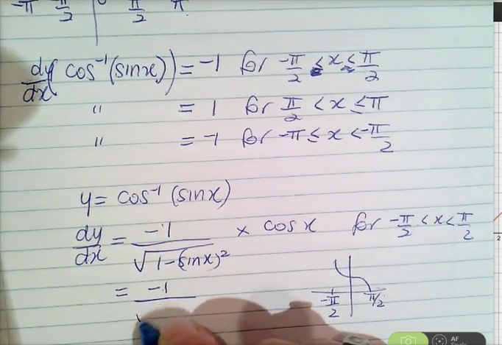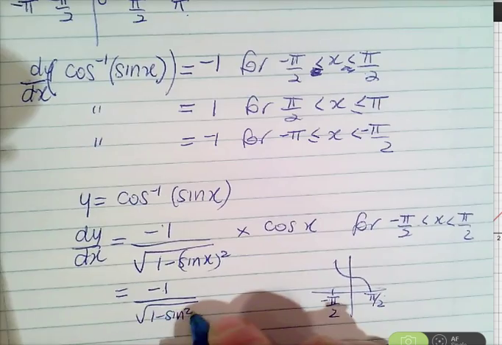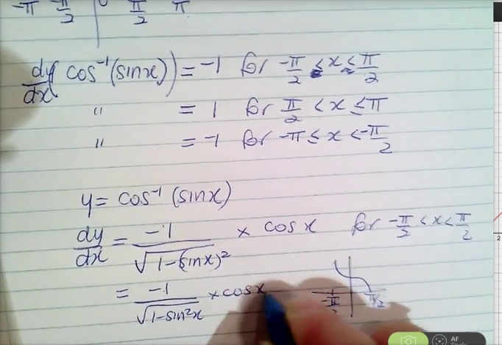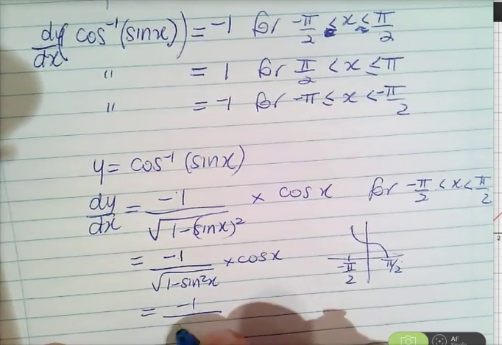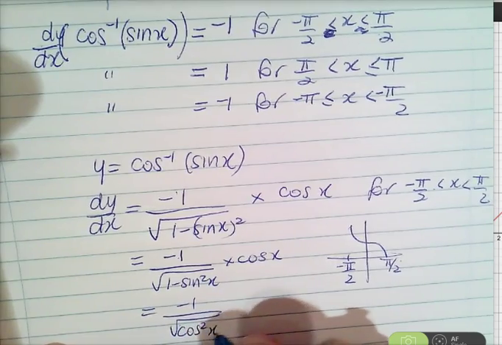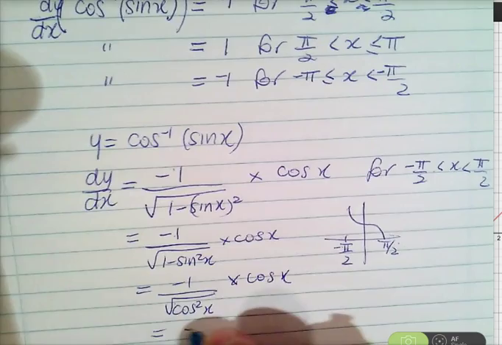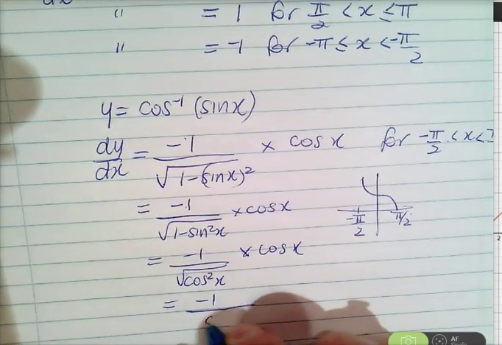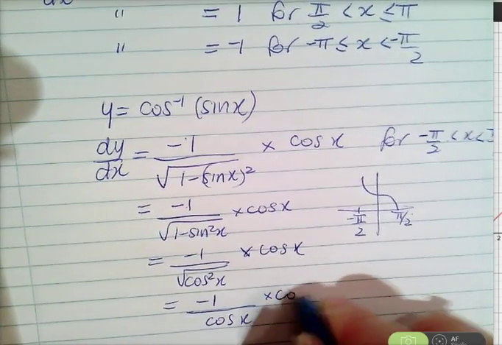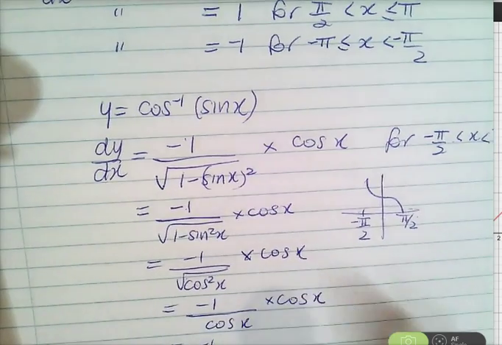It's -1 over the square root of 1 minus sine squared x, times cos x. Now 1 minus sine squared x is cos squared x, so it's -1 over the square root of cos squared x, times cos x, which is -1 over cos x times cos x, which is just -1.